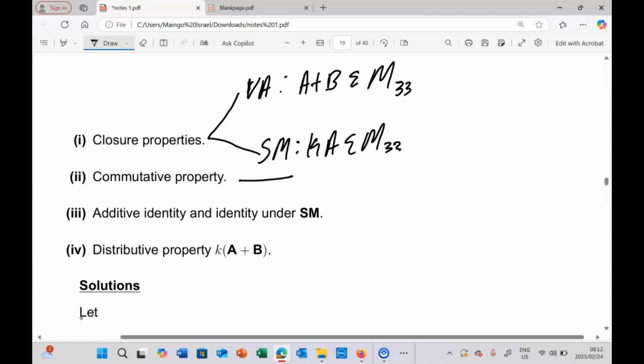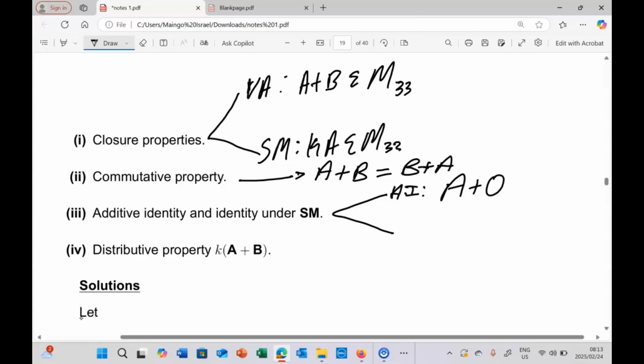Now we also have the commutative property. What we're proving is that A plus B is the same as B plus A. So we're proving that A plus B equals B plus A. That's the commutative property. We also have the additive identity and the identity under scalar multiplication. That is the additive identity under vector addition: matrix A plus the 0 matrix is matrix A.